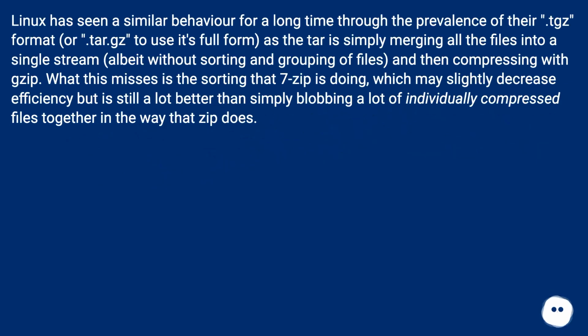Linux has seen a similar behavior for a long time through the prevalence of their .tgz format, or .tar.gz, to use its full form, as the tar is simply merging all the files into a single stream, albeit without sorting and grouping of files, and then compressing with gzip. What this misses is the sorting that 7-zip is doing, which may slightly decrease efficiency but is still a lot better than simply blobbing a lot of individually compressed files together in the way that zip does.